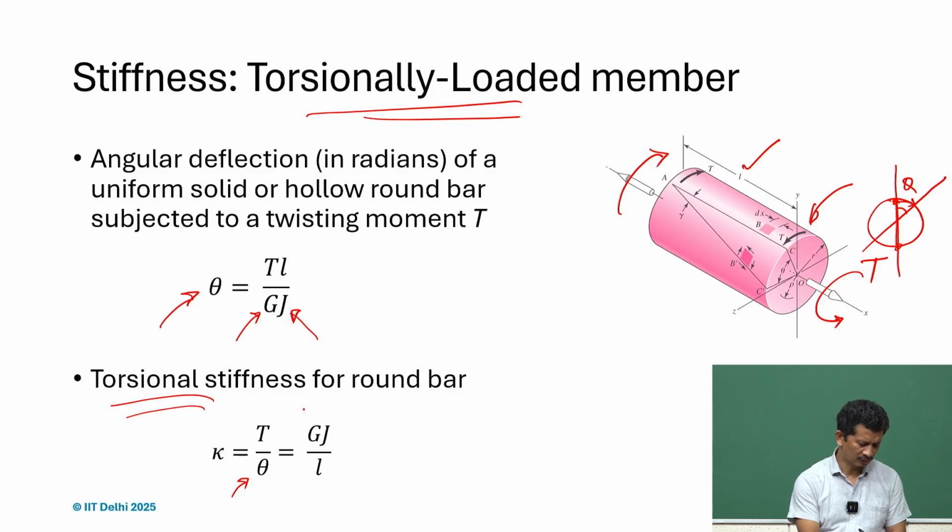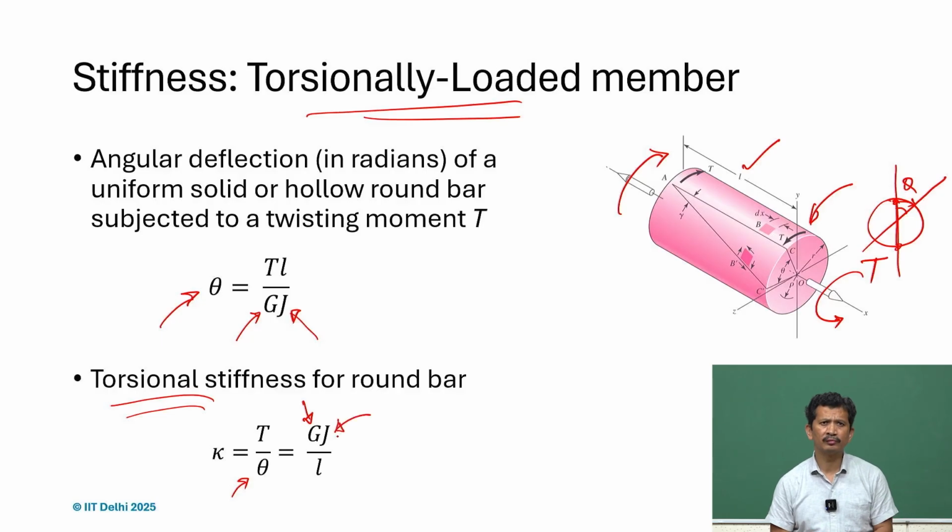So, modulus of rigidity and J values: a higher value of J can give higher stiffness. Again L, if it is a long bar, then it will be quite flexible. If it is short, then it will be a stiff structure. So, this is about torsionally loaded members.